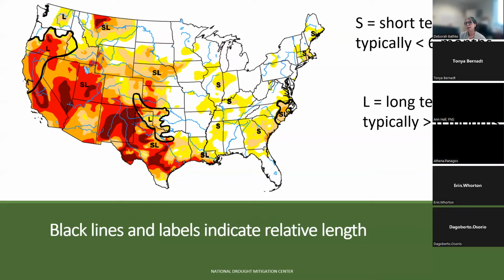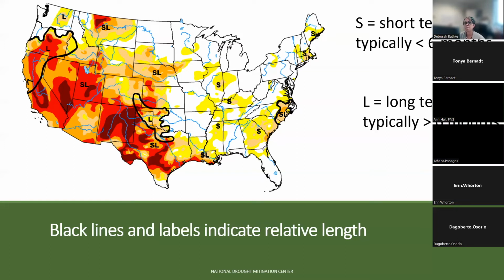So you might be starting to make up some precipitation deficits. You might be having some kind of normal conditions, but when we look at longer time scales, they're still there.